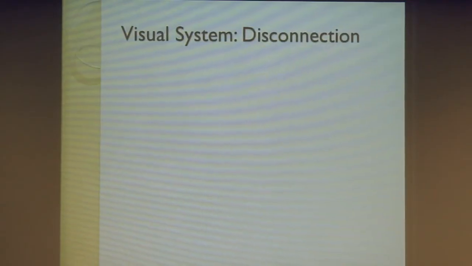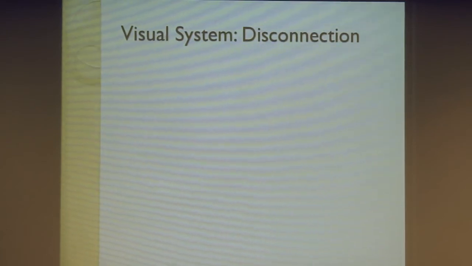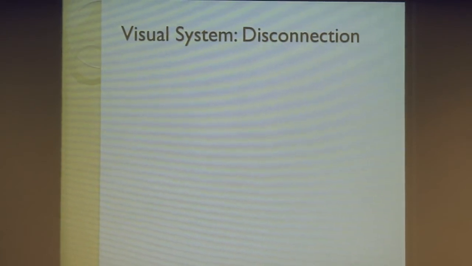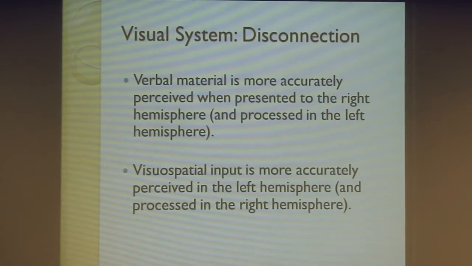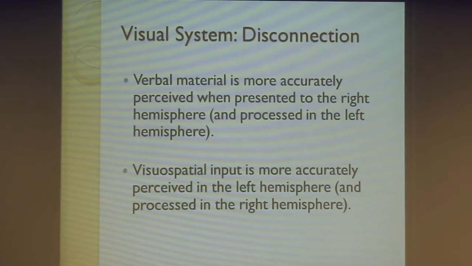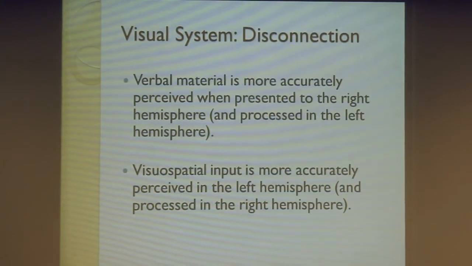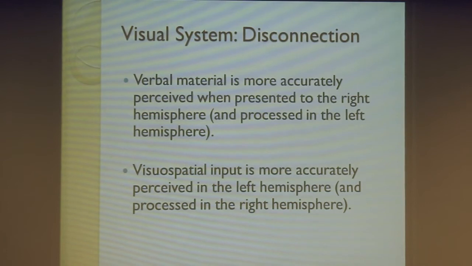All right. Then you will see what I've woven in with the work that you're going to be dealing with this month is disconnection. So looking at what would happen if you had to cut through the corpus callosum and disconnect the left from the right hemisphere. One obviously then wants to know, well, how much information goes to which hemisphere? Now, with a visual system, verbal material is more accurately perceived when presented to the right hemisphere and processed in the left hemisphere. And visuospatial input is more accurately perceived in the left hemisphere and processed in the right hemisphere. Okay.